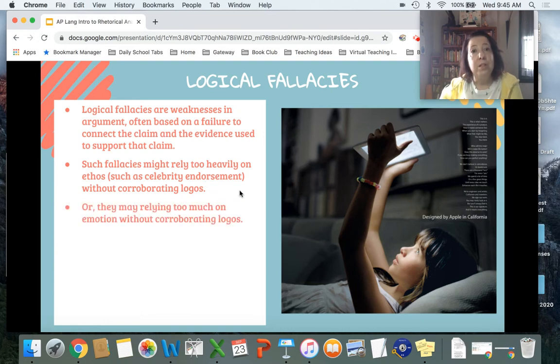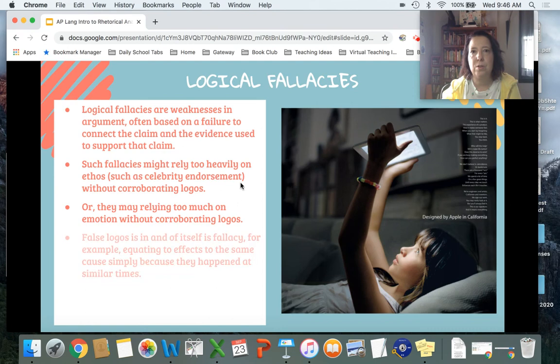Or they might rely too much on emotion without corroborating logos. Have you ever seen one of those commercials that really tries to make you cry? There's some out there that are really trying to make you feel this kind of emotion, sadness or happiness, and then you want to buy the product. This is a fallacy, right? They're using emotion without corroborating logos. False logos is in and of itself a fallacy. For example, equating the effects to the same cause simply because they happen at similar times.